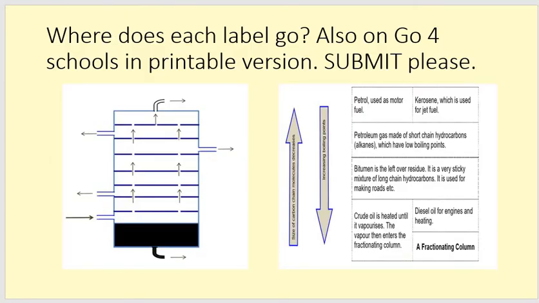Now this is a classic diagram of a fractionating column. So you've got your crude oil mixture at the bottom, you've got little bits going off all over the place, and you've got a set of labels, which as you can see have got dotted lines. So you've got labels that name the fractions, you've got the name of the column, you've got a couple of arrows. You can either copy this and put the labels in the correct place, or there is also a printable version, and the links for that will be on Go for Schools and Teams.